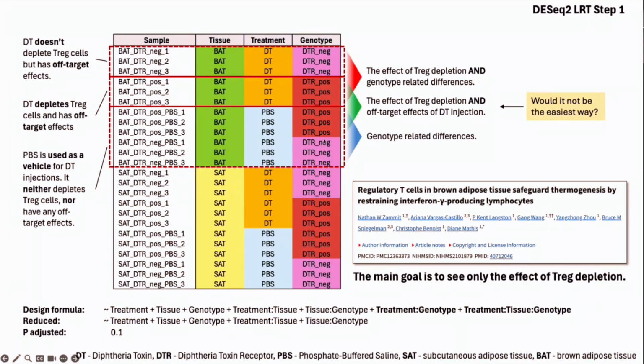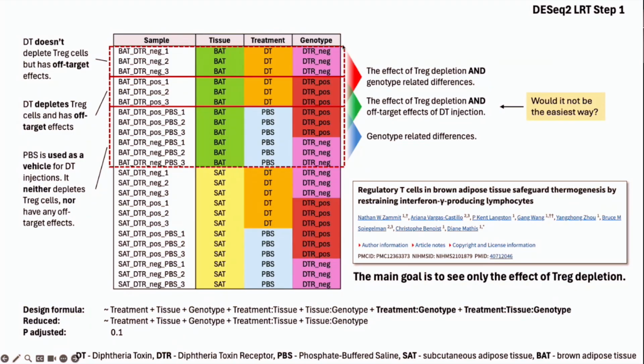And if we want to see the effect of Treg depletion, the easiest way that we would probably select is just to have these 6 samples and then compare the samples that were injected with DT and the samples that were injected just with PBS. But that's not the right solution, because when we compare these samples, we see the effect not only of the Treg depletion, but also the off-target effect of this toxin that was injected.